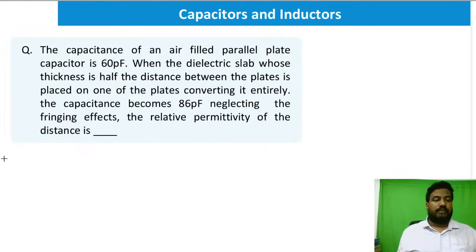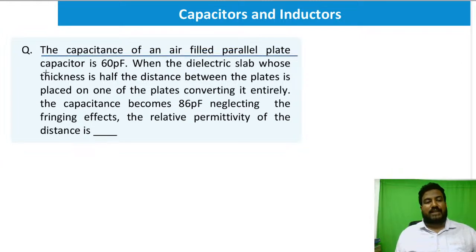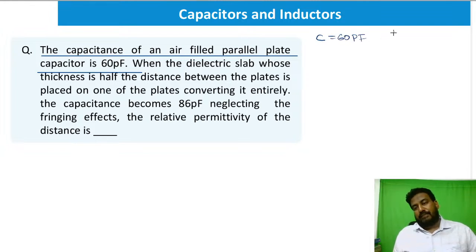Let us solve this. The capacitance of an air-filled parallel plate capacitor is 60 picofarad. The capacitance is given by epsilon naught A by D. So what is given is epsilon naught A by D is 60 picofarad.